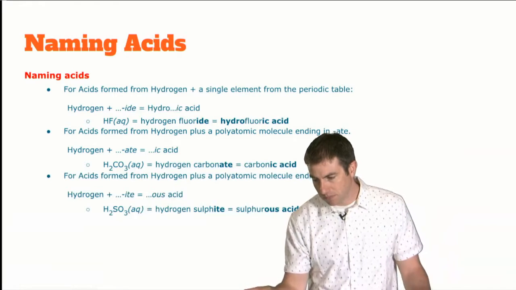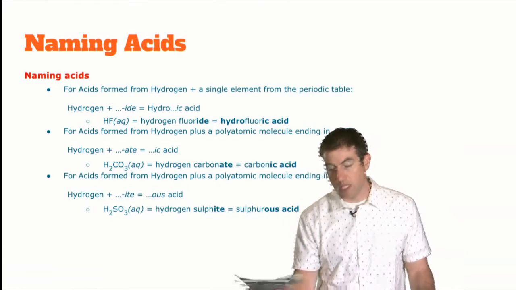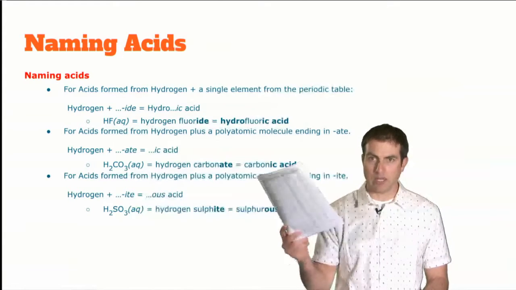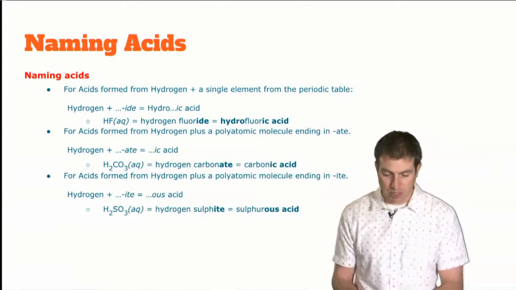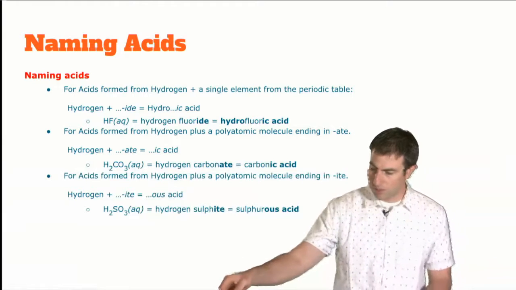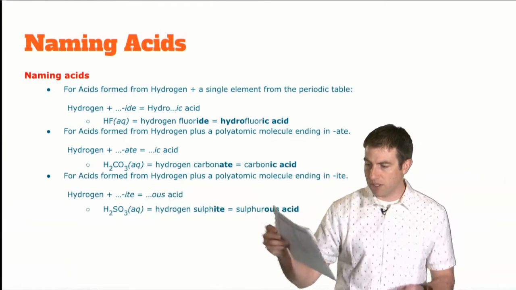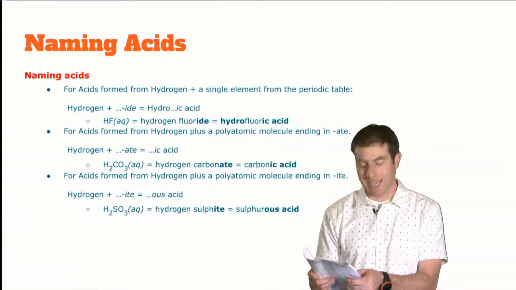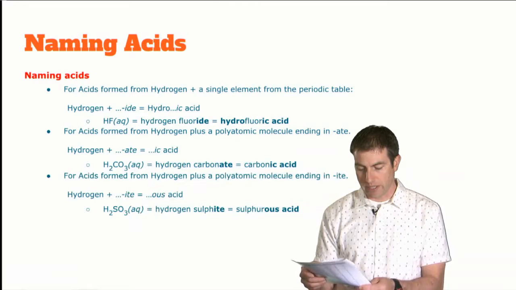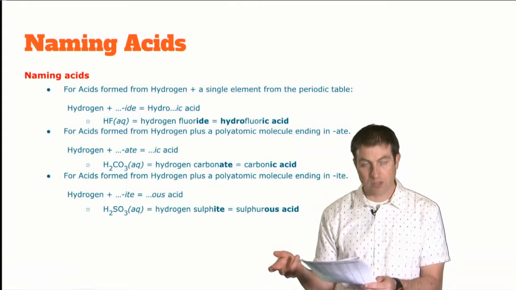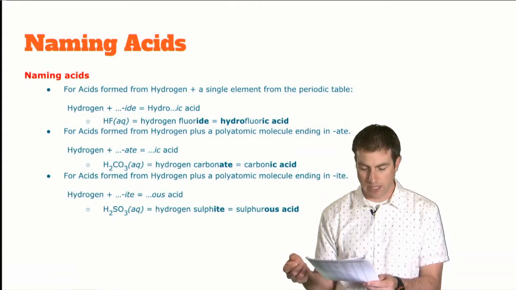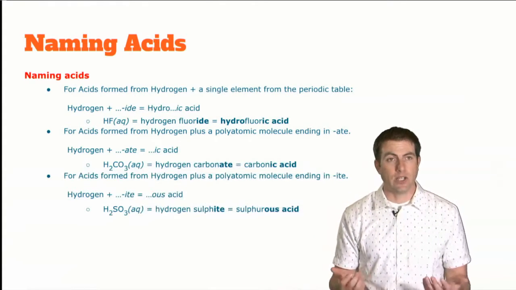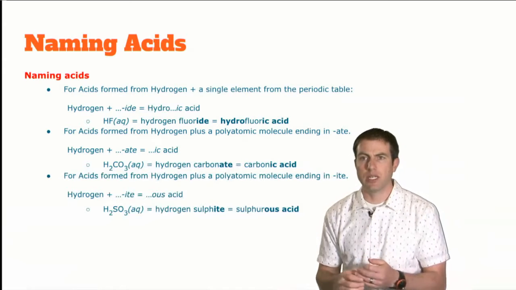So anytime we have an ite, we change it to ous. And none of the common acids end in ous, so you don't have any examples of that on here to refer to. But if I were to look on my common ion sheet, I find something that's called ite. So hypochlorite would be hypochlorous acid. Nitrite would be nitrous acid. Phosphite would be phosphorous acid. Sulfite, sulfurous acid. And there you go. So those are the three.